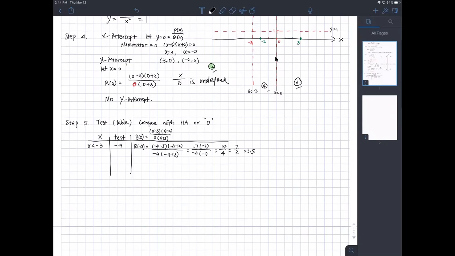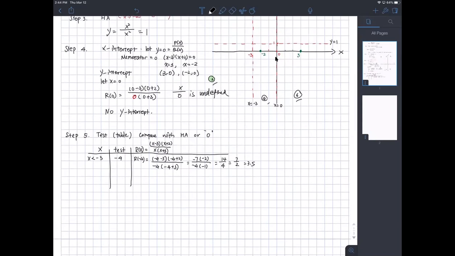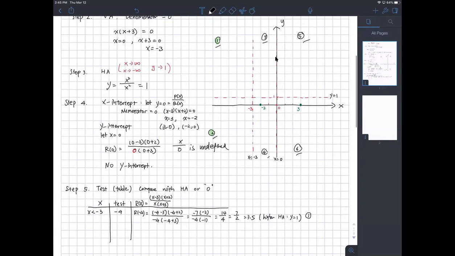That is 3.5. Now if you compare 3.5 with the horizontal asymptote, it is going to be higher than the horizontal asymptote, which is y equals 1. Which means we're going to end up in region 1 of our graph. So I draw my graph here. I'm going to be more than 1, right? So let's label that, which is (negative 4, 3.5).